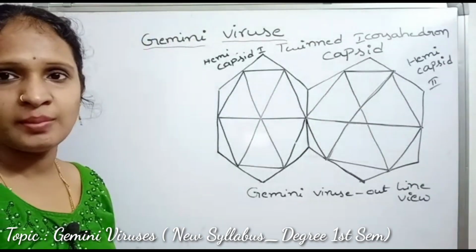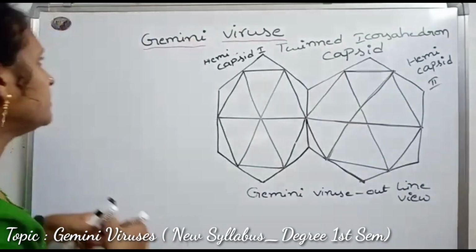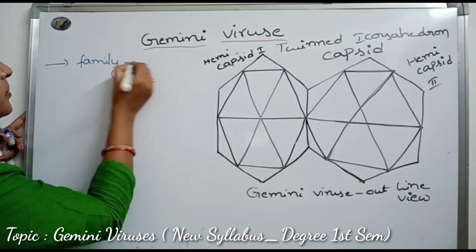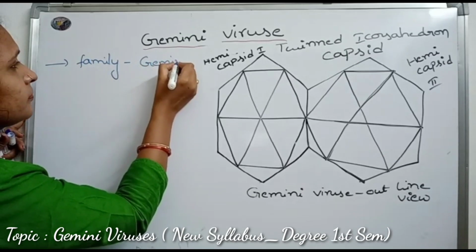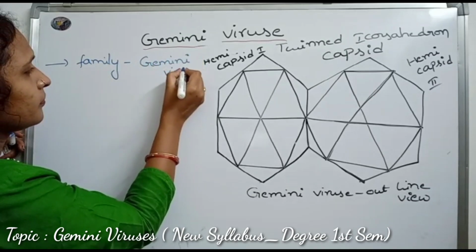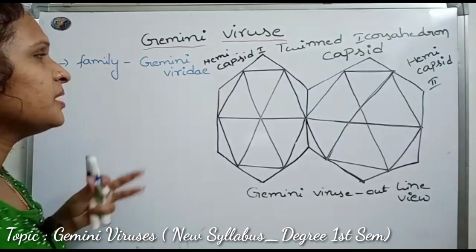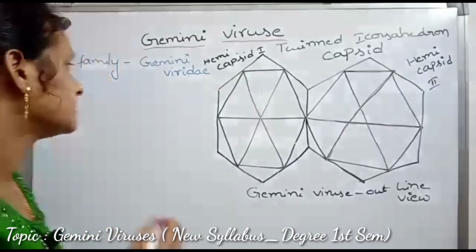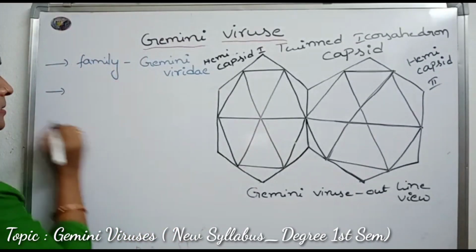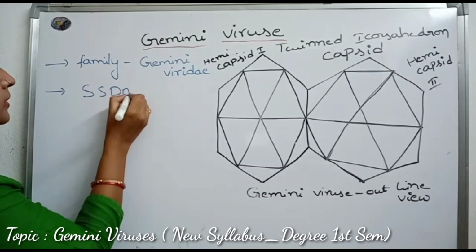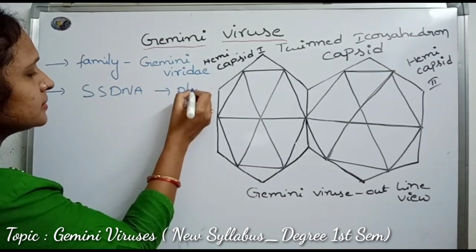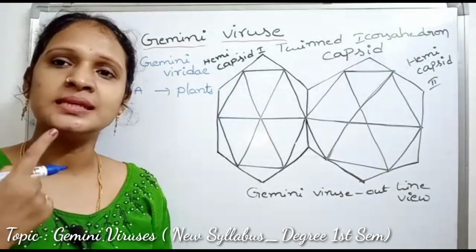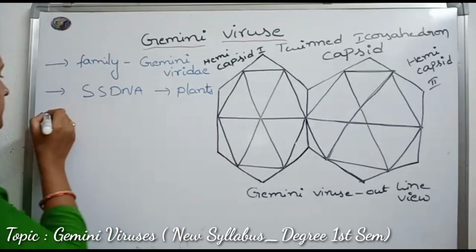Gemini viruses belong to the family Geminiviridae. These Gemini viruses contain small single-stranded DNA and infect plants. So their genome is a circular small single-stranded DNA.